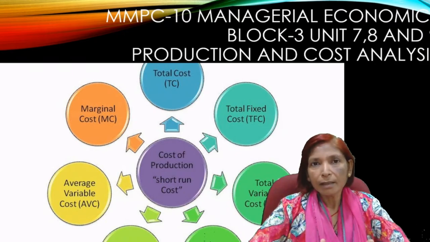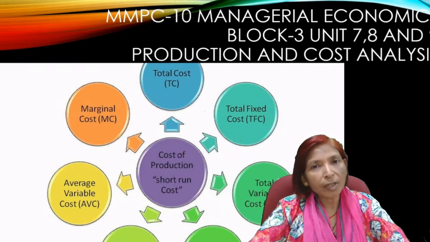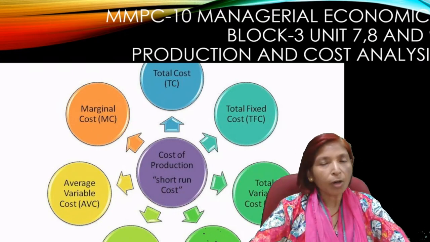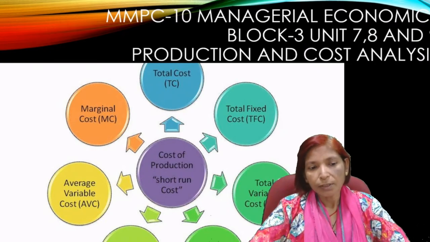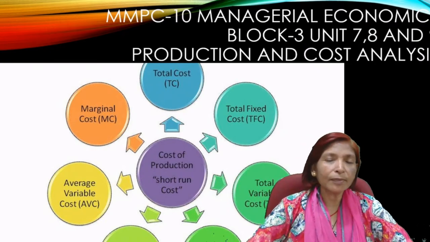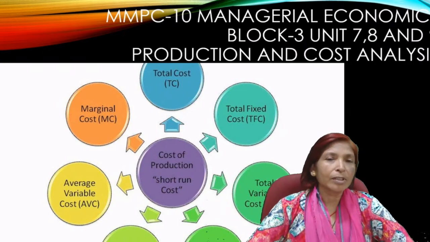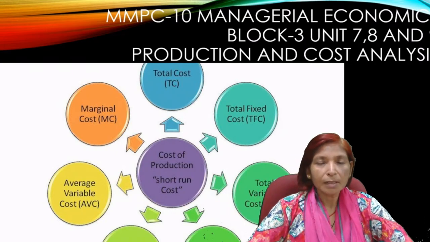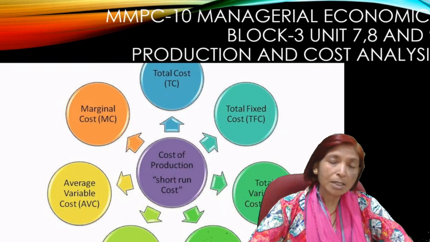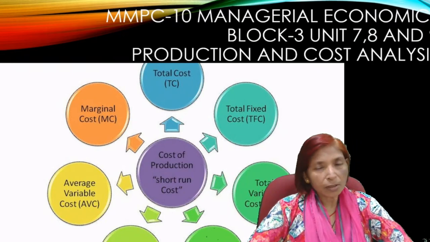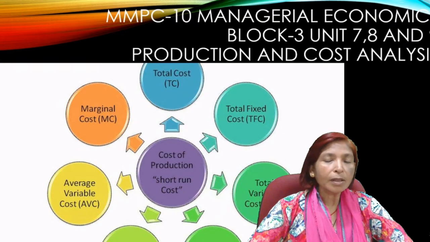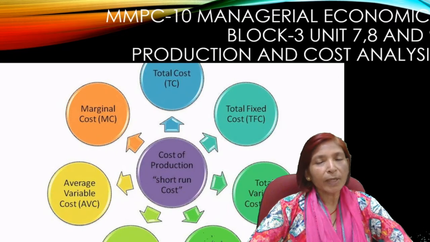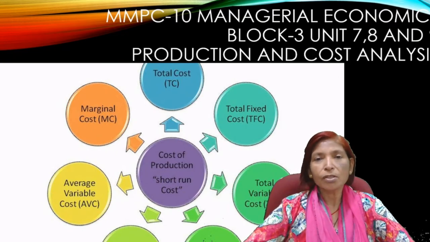If we add average fixed cost and average variable cost, then we get average cost, or per unit cost of output. So average cost is the sum total of average fixed cost and average variable cost. Total cost is the summation of total fixed cost and total variable cost. Marginal cost is the net change in total cost. And all these costs are called short run cost. So in today's session, we will discuss all these topics in detail.